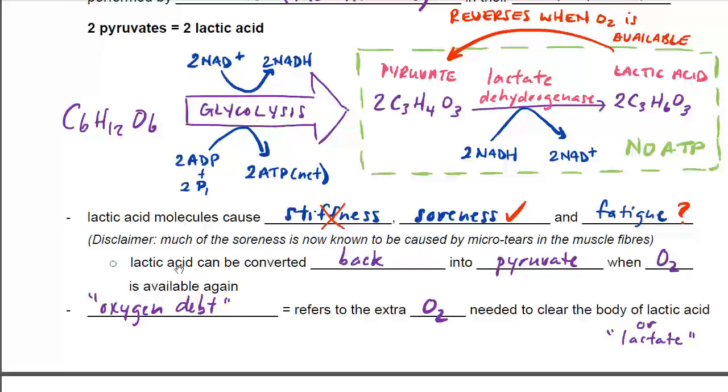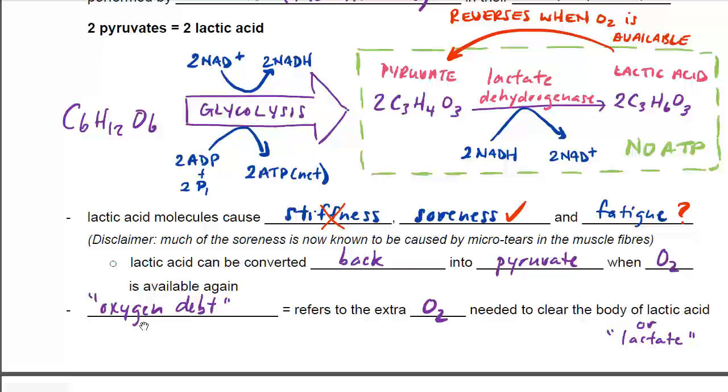All right. Now, again, the lactic acid can be converted back into pyruvate when O2 becomes available again. When you are out of oxygen, and when lactic acid fermentation is triggered, it's because you have something called an oxygen debt. That refers to all the O2 that you need to try to reverse this process and get you back to doing normal oxidative respiration.